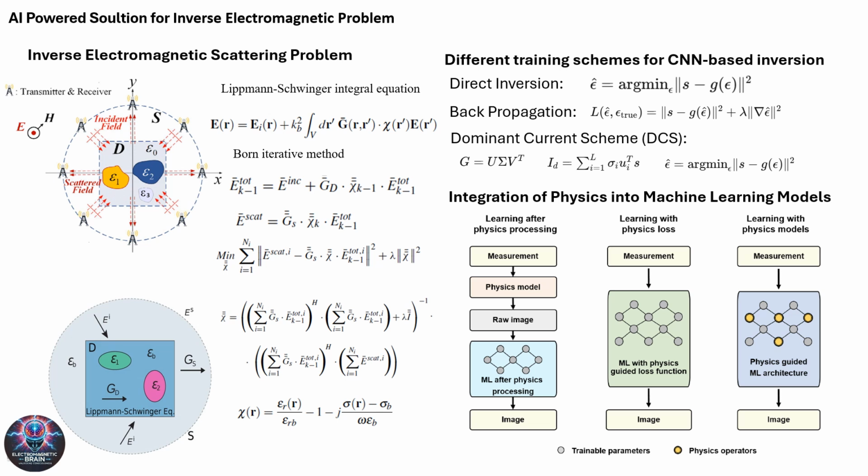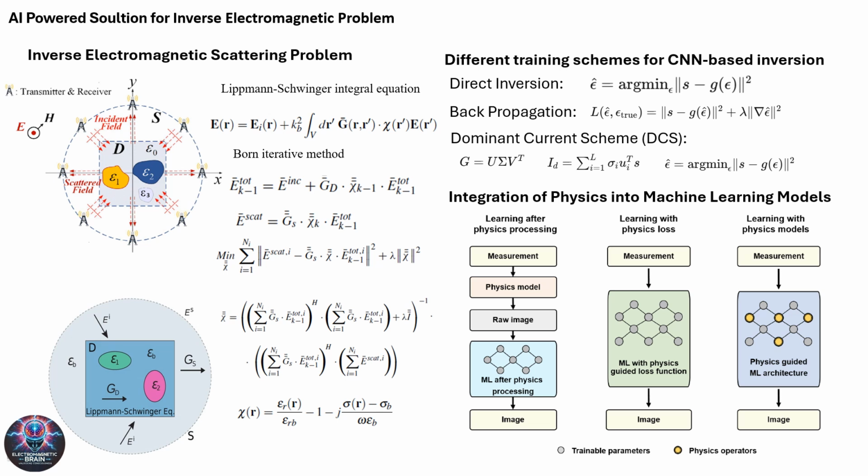This scheme uses CNN to directly map scattering data to the permittivity distribution without integrating additional physics constraints or models. 2. Backpropagation, a more conventional approach where the neural network learns through optimization using backpropagation. In this scheme, CNN training is performed using backpropagation with physics-informed loss functions, which may include Tikhonov regularization, improving the inversion process by penalizing unrealistic solutions.